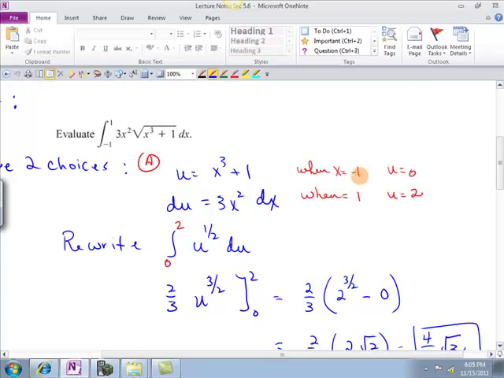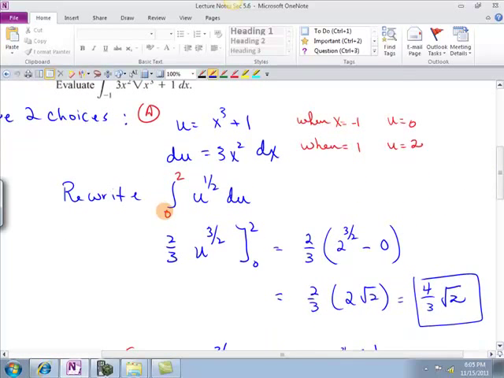When x is -1, so I'm taking the lower limit, when x is -1, what would u be? Plug in here, and you would get u is 0. When x is 1, which is the upper limit, you plug it in there, what do you get? 2. So now we can rewrite using these limits. So we have from 0 to 2 of u to the 1/2 du.